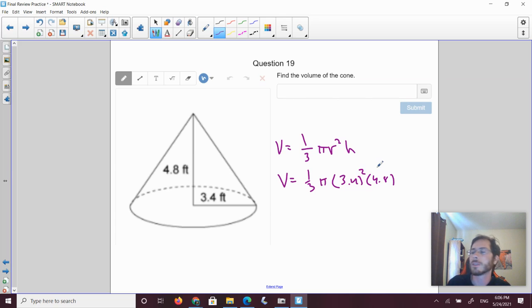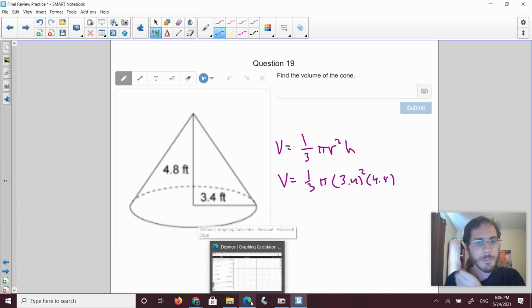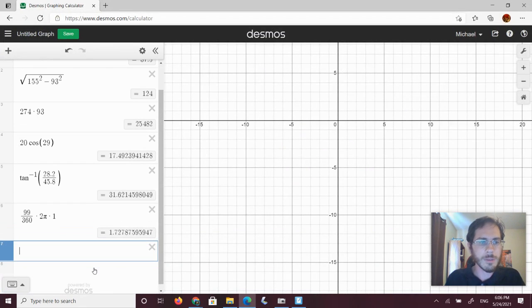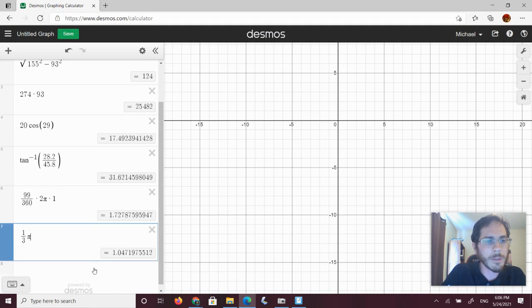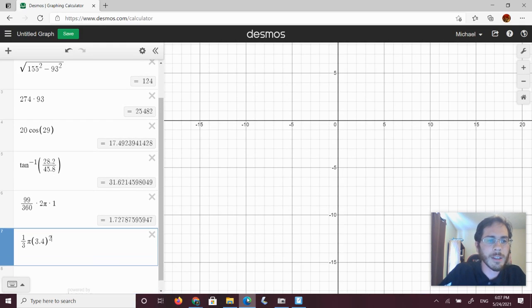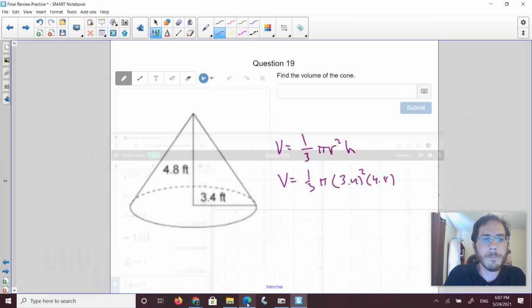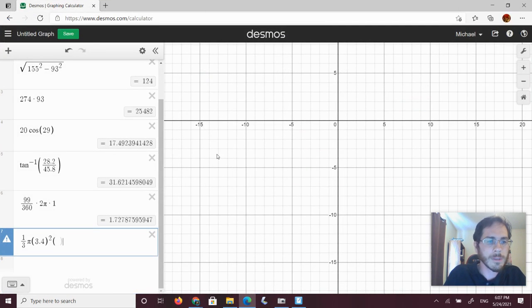We have to square the radius, and that's just a calculator question. So we're going to throw this into the calculator. It doesn't specify to include pi or not include pi, so it's your choice if you want. 1/3 pi, 3.4 squared. 3.4 squared is not exactly the nicest of numbers, so the pi doesn't really add much to it. 4.8.